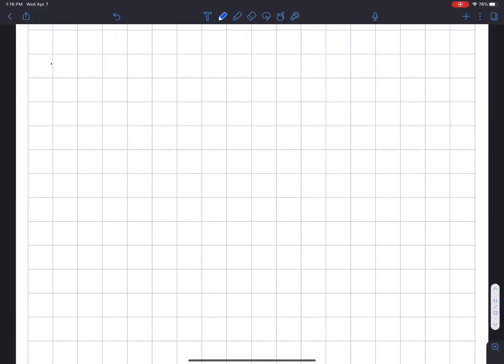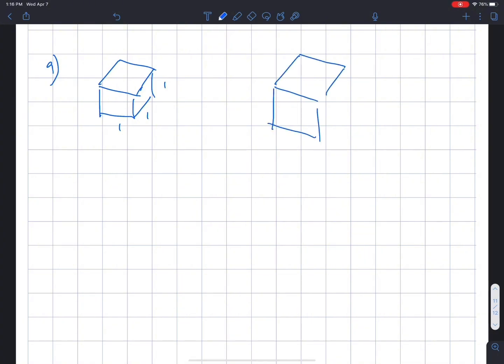Moving on to question 9. This time the edges of a box are tripled in length. What happens to the surface area? So this time, instead of using a rectangular prism, I'm going to use a cube. It should also work because a cube is also a box. So we want to triple the length this time in this cube.